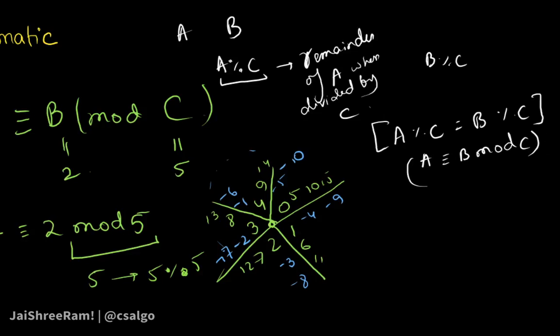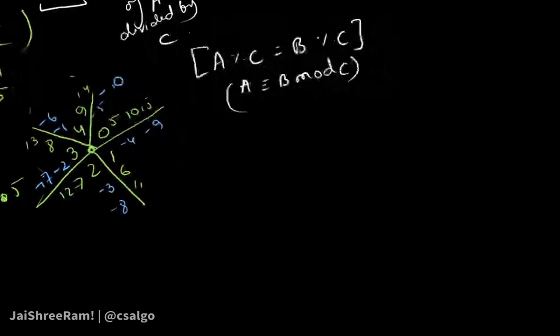Now let's look at some other definitions that mean the same thing. It's just an alternative way of saying the same thing. Okay. So now let's say we have this notation. That means A and B are rendering the same remainder when you divide by C. So this is also the same as A mod C is equal to B mod C.